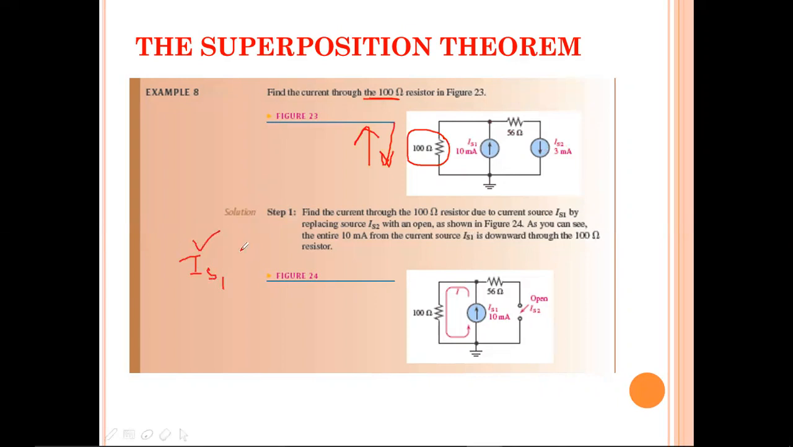IS1 is going to be active, and IS2 is going to be replaced with its internal resistance. Since it is an ideal current source, the resistance of an ideal current source is infinity, as you know. Since it is replaced with infinity, it is going to be open circuited, like this IS2.